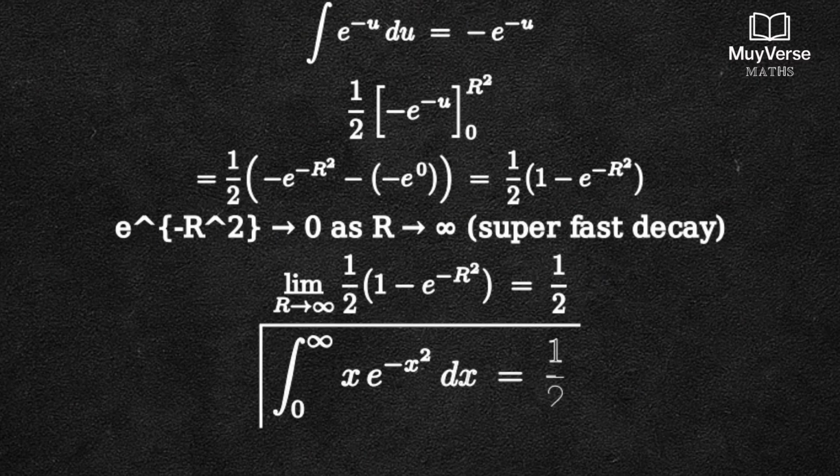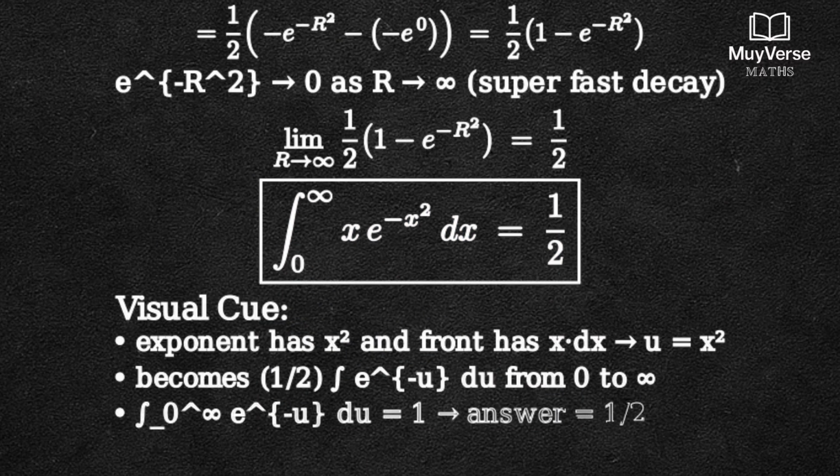Now, the quick intuition. Match x squared in the exponent with x dx in front using u equals x squared. That collapses the integral to a simple exponential with total area from 0 to infinity of 1, and the factor of 1/2 remains.